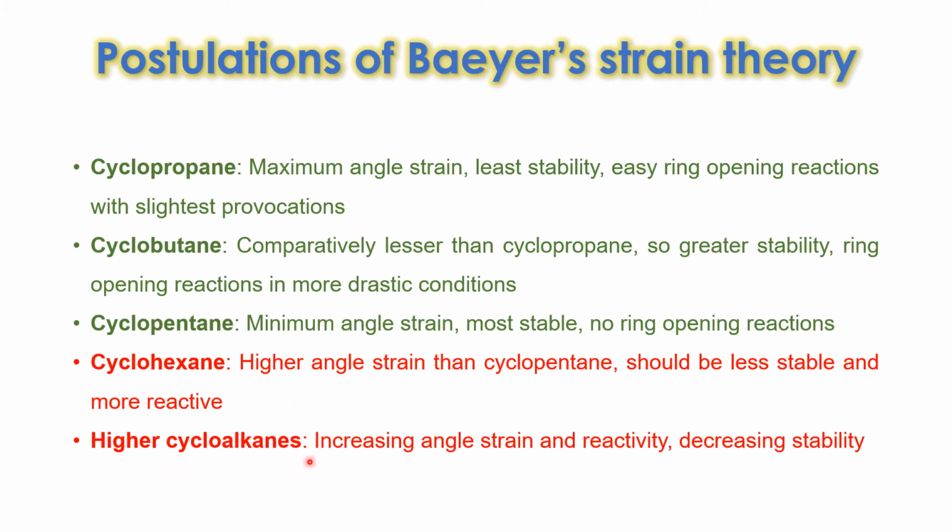And when we go to cycloheptane, cyclooctane, cyclononane, Baeyer postulated that an increase in the angle strain should be found and a decrease in the reactivity, and even such rings will not exist because of the inherent instability. So these two which are marked in red are in fact not true. Baeyer postulated it based upon his theory, but practically it has been seen that these compounds are in fact more stable.